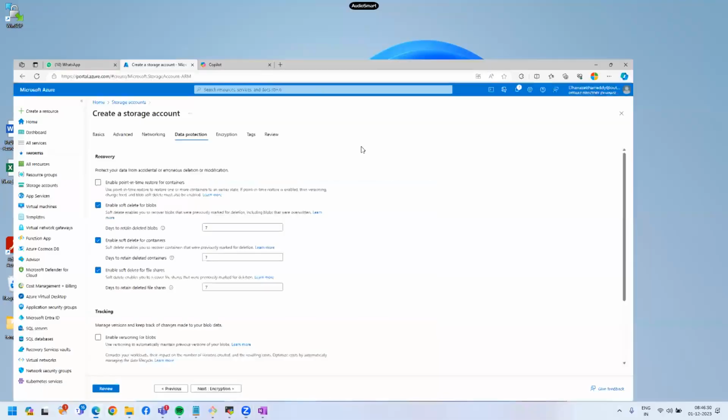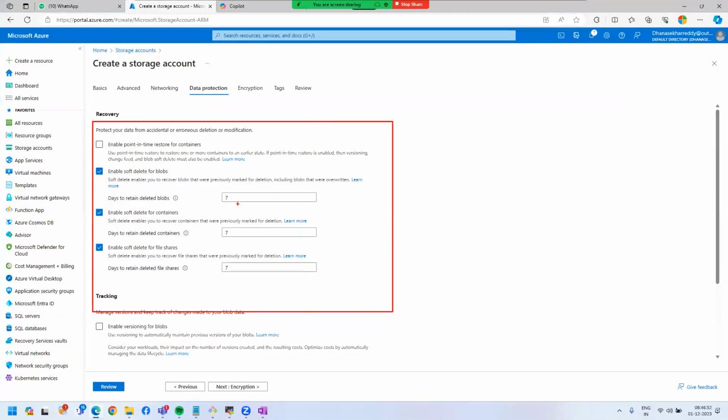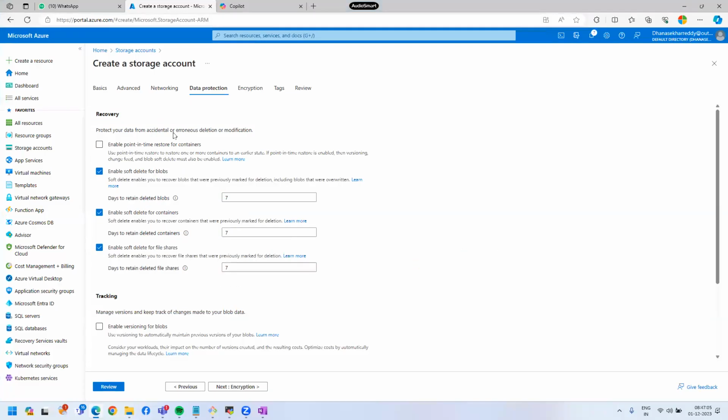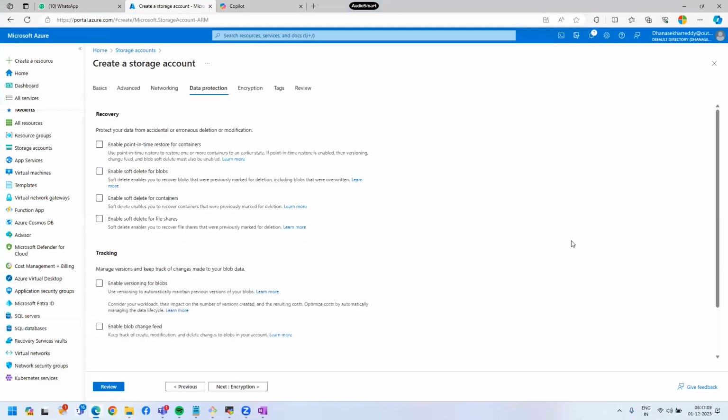In the same way, if someone accidentally deletes the data, that can be restored within 7 days. They have mentioned it. One is what? Blob. The other one is what? Containers and file share. Clear? If you want, you can enable it, or else if you don't want, you can disable it. No worries.